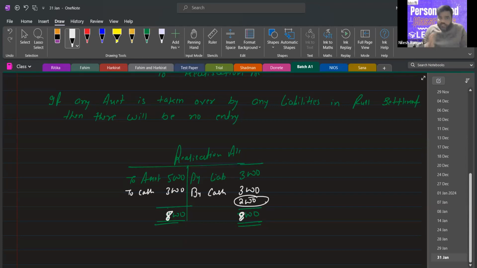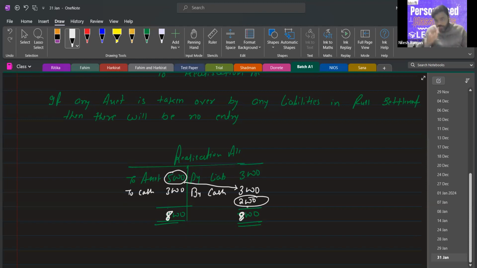If I do not pass any entry for full settlement, the loss is same because the effect is same. The liability, we are paying it in full because we have given our asset to him. But for our asset, we received only 3,000. So for our asset, we have received only 3,000 and for liability, we have paid in full. That's why there is a loss of 2,000. So you don't have to write.